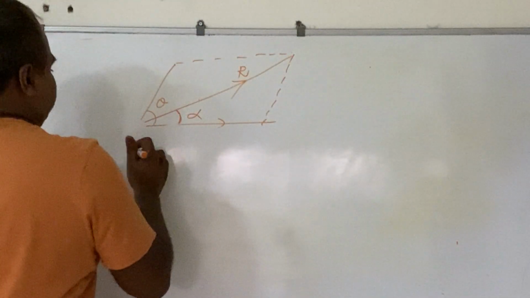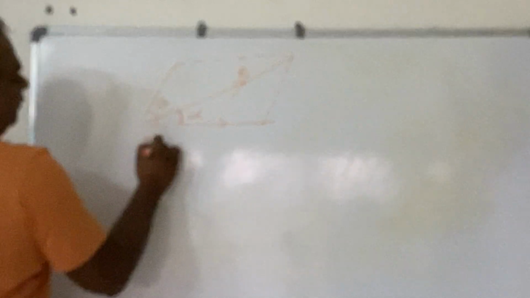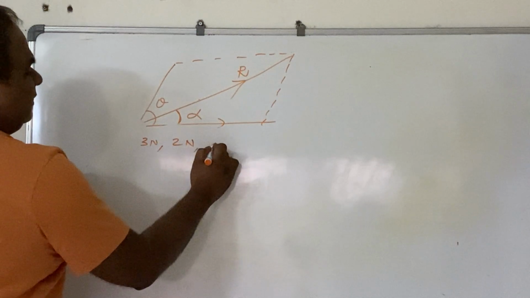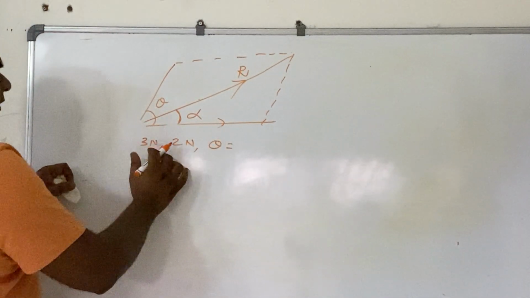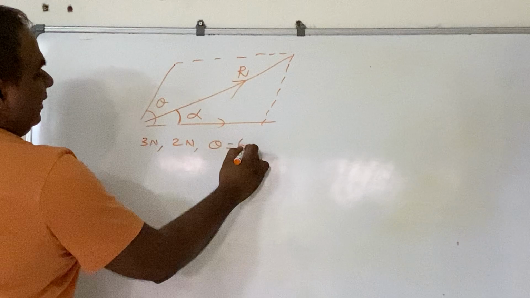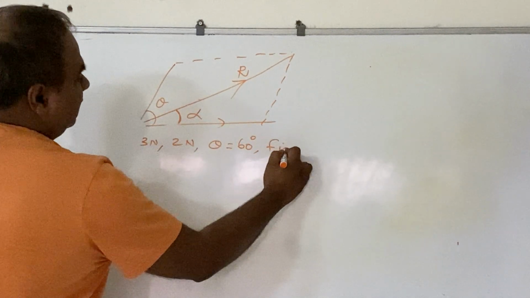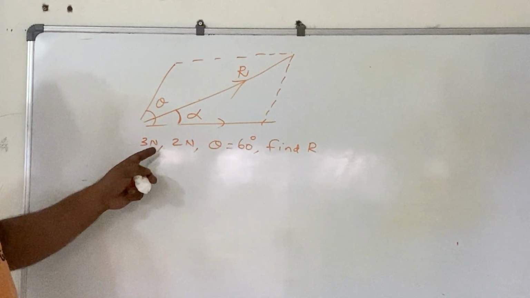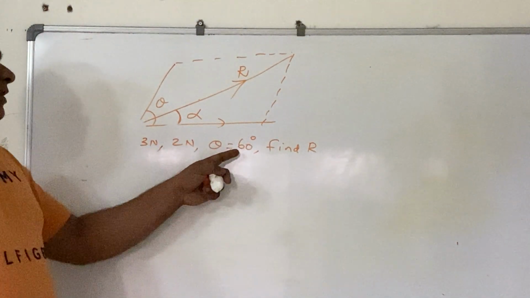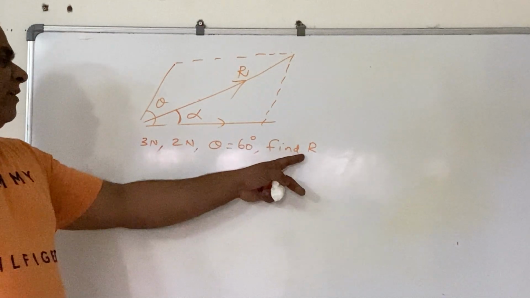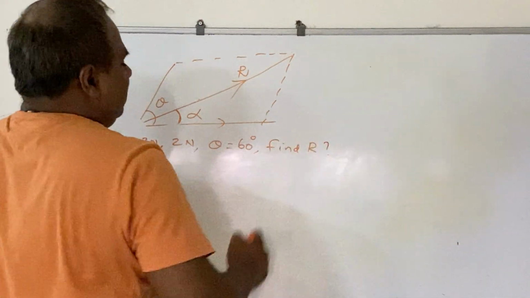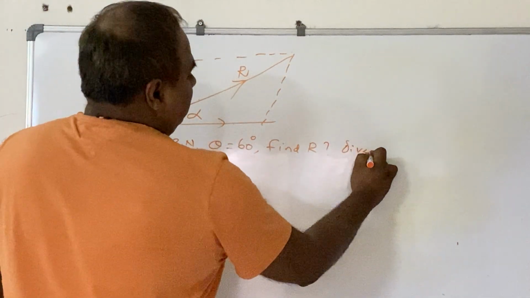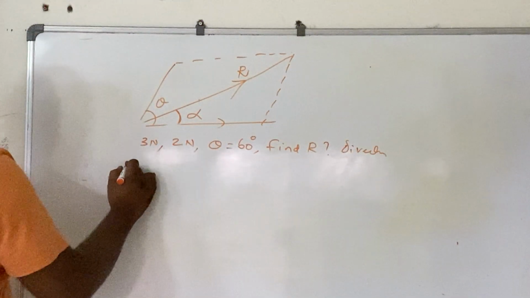So two vectors, we have 3 Newton force and 2 Newton force acting at an angle. The angle between these two vectors is 60 degree. Find the resultant. This is the question. Then the resultant and its direction as well. How do you find out the direction? So how do you calculate?